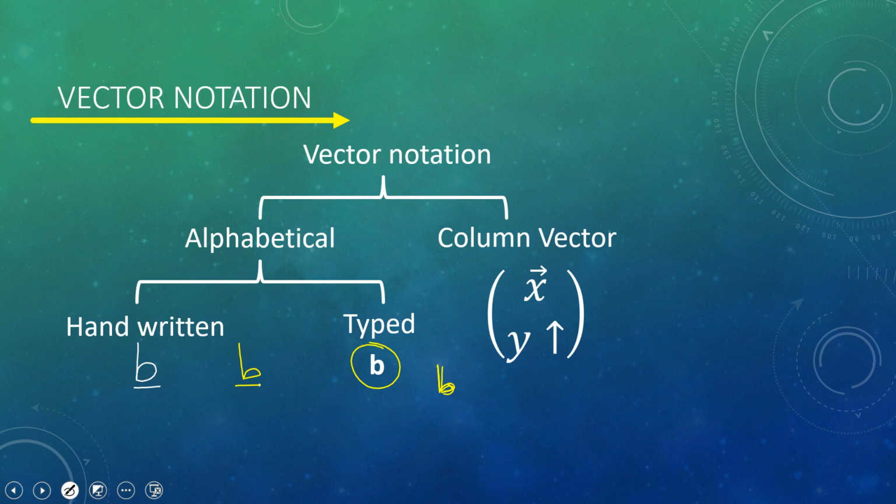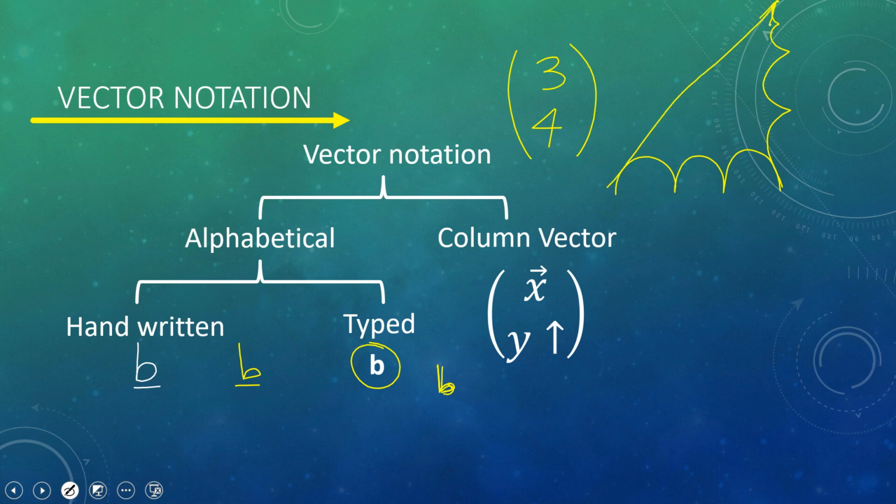Column vector notation tells you the quantity of a vector. So the alphabetical form or the algebraic form tells you the name of a vector, and the column vector tells you the quantity or the size. So if you talk about a vector 3 and 4, what you do is go 3 to the right and 4 up. And you can say that is given by vector B. So vector B can be reached by going 3 to the right and 4 up.